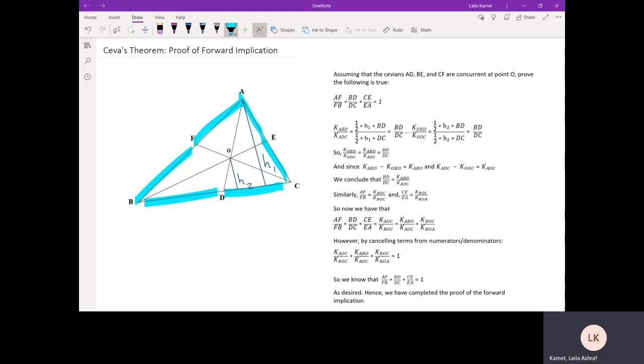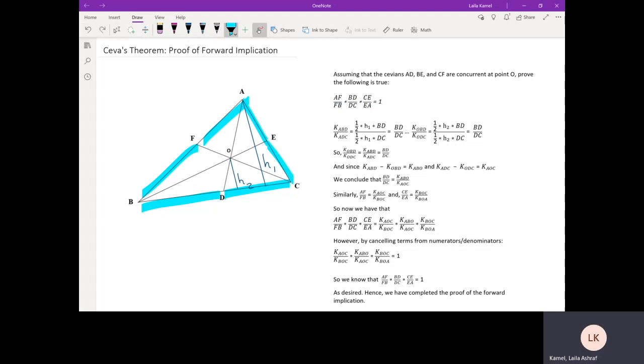And it's important to note the order in which these ratios are created. It's significant that they go in a cyclical order. You couldn't, for example, say AF over FB times CD over BD. You could, for example, start and go the other way around. You could say AE over EC times CD over DB times BF over FA is equal to 1, and that would be perfectly fine. But for the purpose of this proof, we will go with this equation right here.